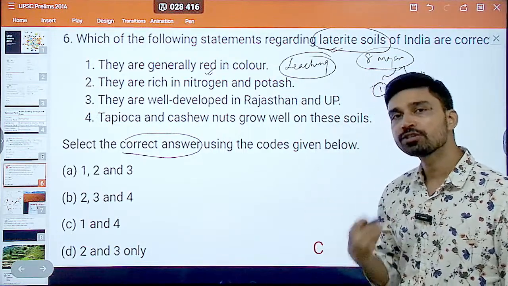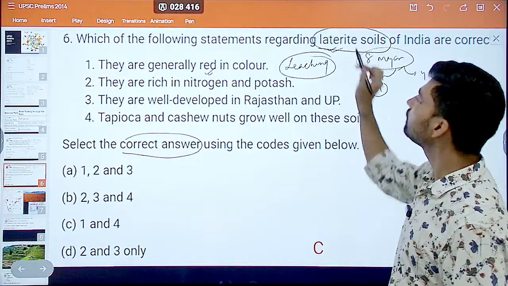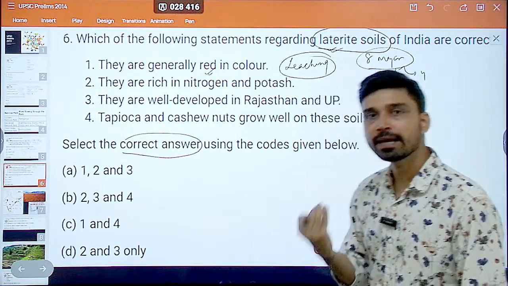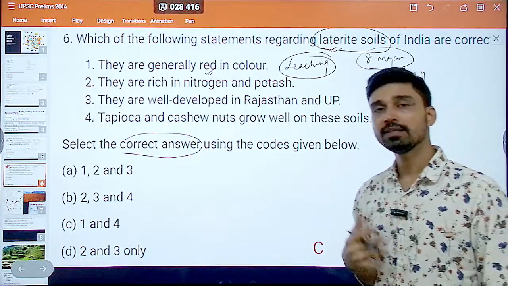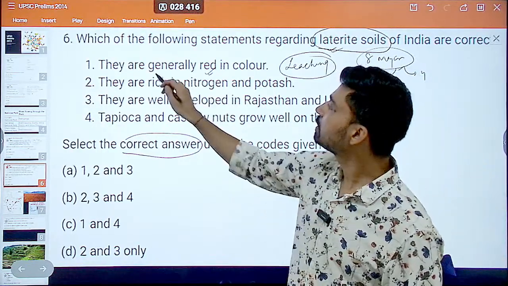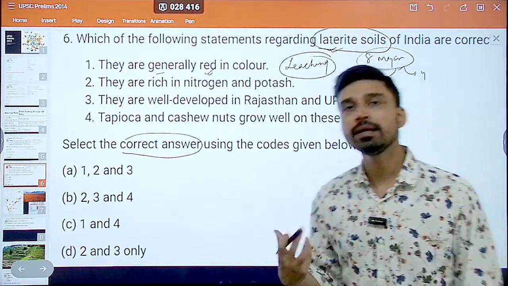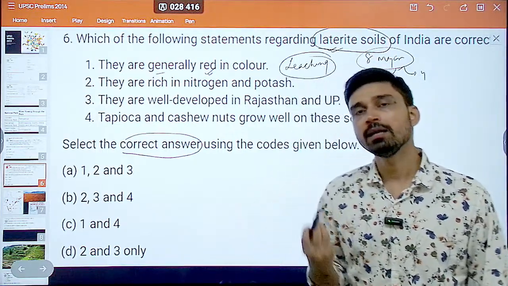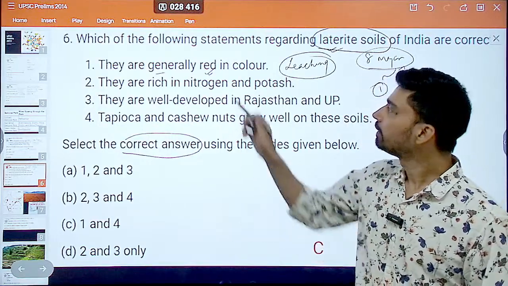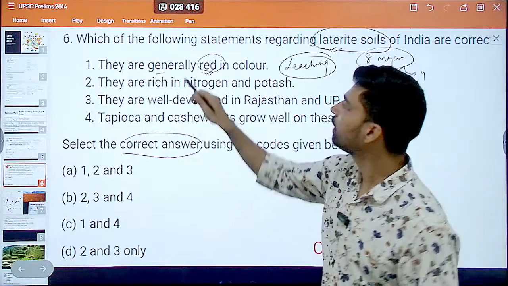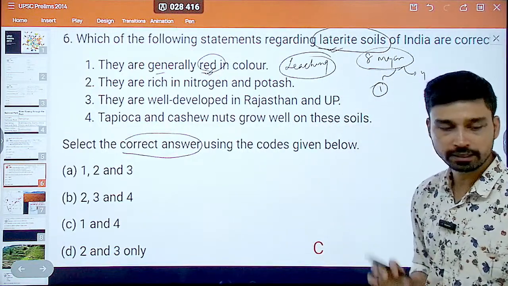So due to extensive leaching that happens in the laterite soil, the iron oxide and aluminum oxide, as well as their hydroxides, their concentration increases in the upper layer, or also we can say they are found in abundant quantity in the upper layer. And aluminum hydroxide and iron hydroxide give a reddish color to the laterite soil, and that is why they are generally red in color. So first is obviously correct.